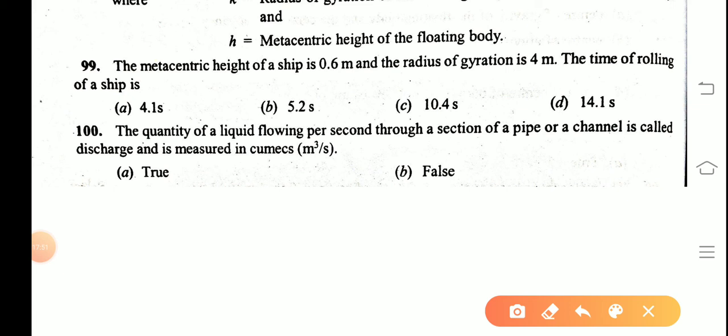So let's see the last question of this video. The quantity of a liquid flowing per second through a section of a pipe or a channel is called discharge and is measured in cubic. The answer will be true.